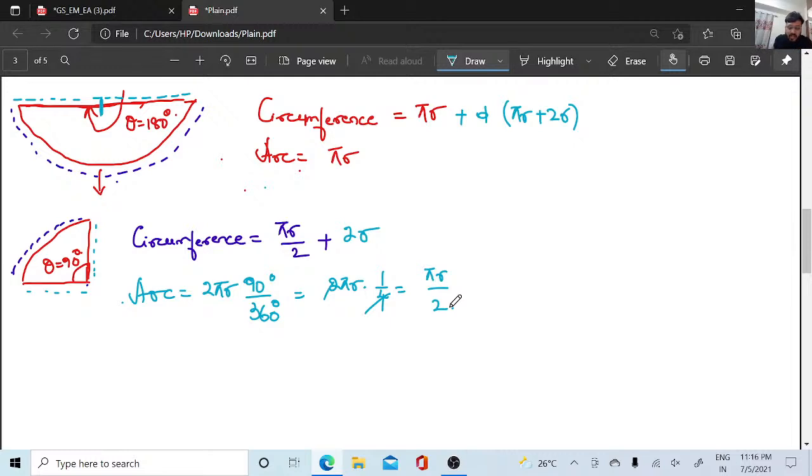What can I write my circumference as? Pi r by 2 plus 2r, this is going to be your circumference. Yes or no? This is going to be the circumference, which you can also write as pi r square. Okay, yes. So this is about the circle.